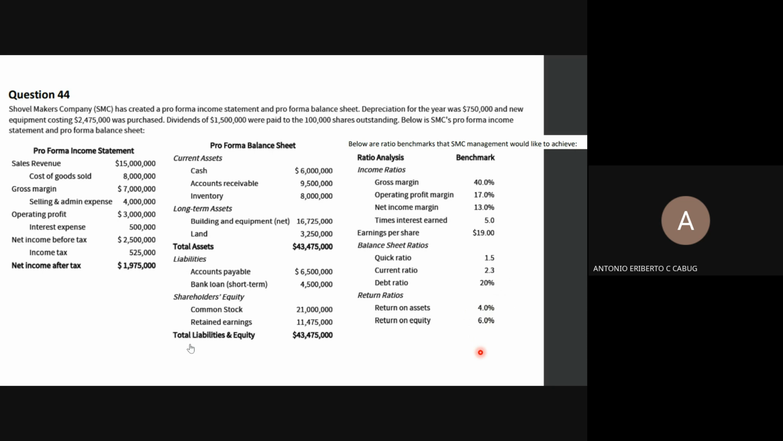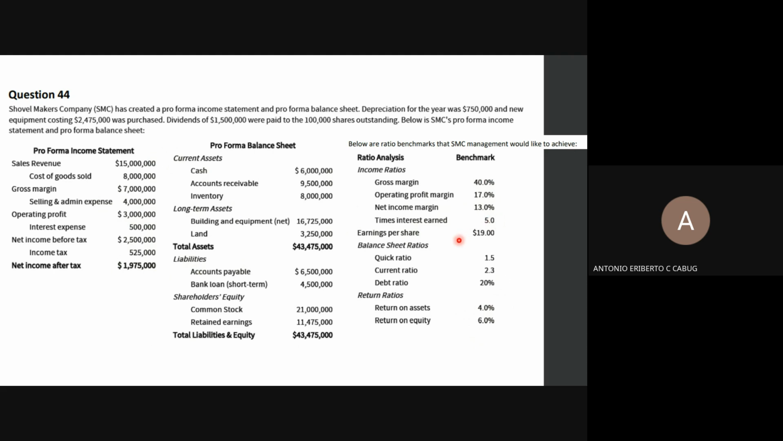Okay, so let us look at our gross margin. Let us divide 7M over 15M. That seems to be higher than 40%. Operating profit margin, 3M over 15M. That's around 20%, above 17. Net income margin, 1975 over 15M. That's above the 13%. Okay, the tie ratio benchmark is 5. Our tie ratio is 3M over 500K. That is 6 times. So this is higher.